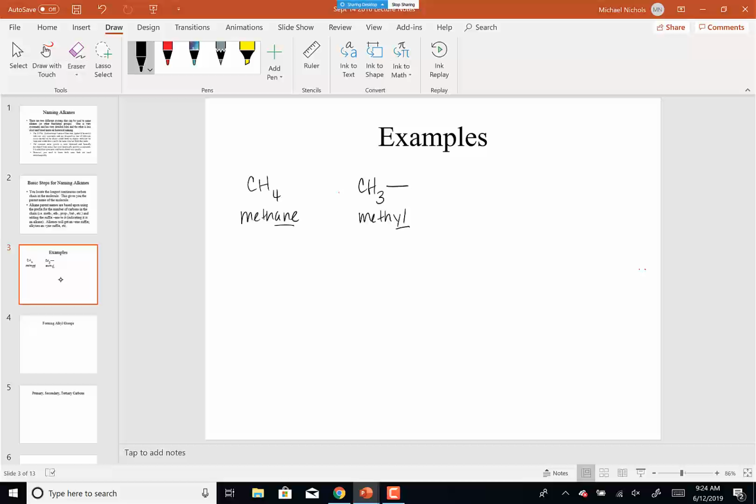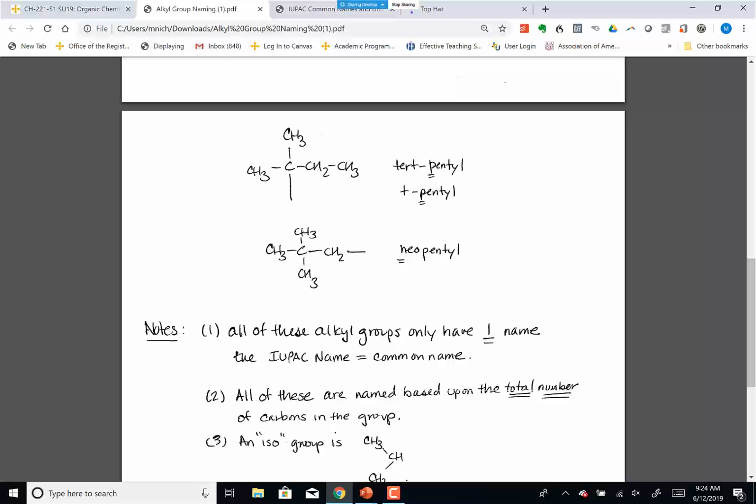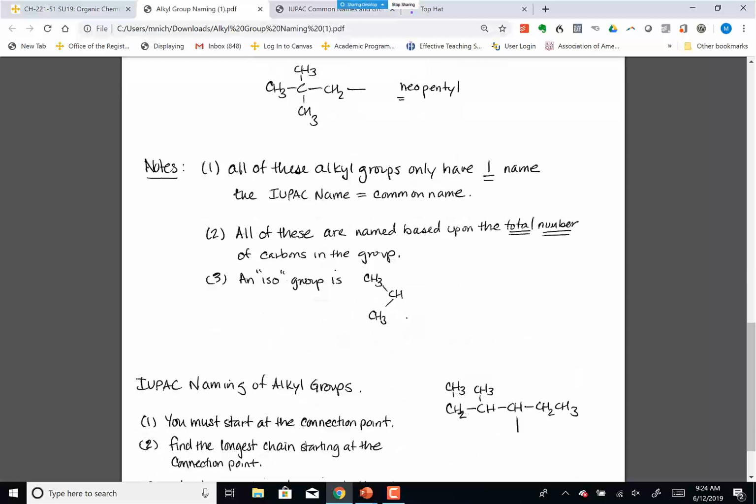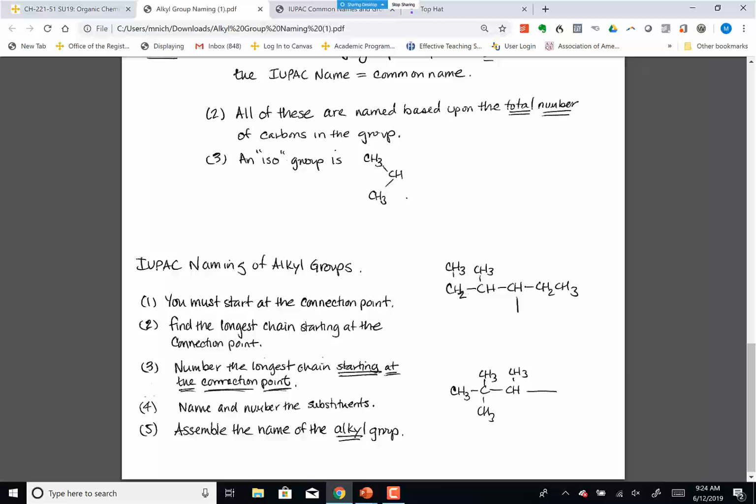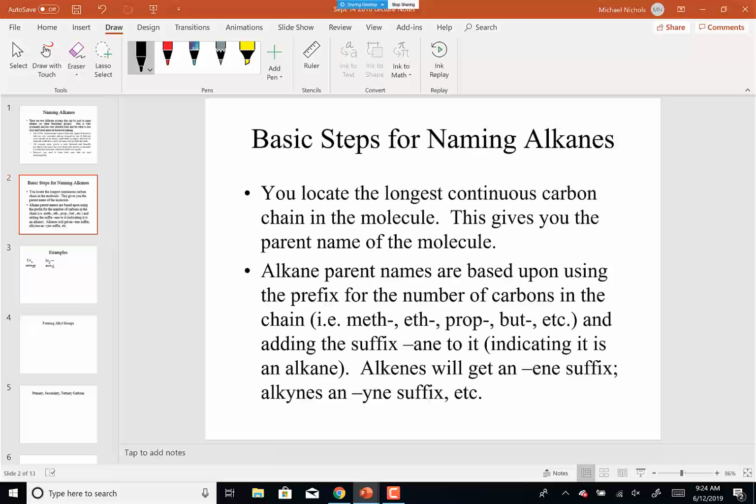So then the issue is, how do we name an alkane? What are the steps? On that same sheet where I hand wrote out all of the alkyl groups, at the bottom corner here, I outline the procedure, and I may have outlined the steps in the textbook as well. Oh, sorry, that's the steps for IUPAC naming alkyl groups. The steps for naming alkanes are going to be in the first PowerPoint. So we'll go back to Top Hat, and I'll transfer your structure over, and then we'll name it.